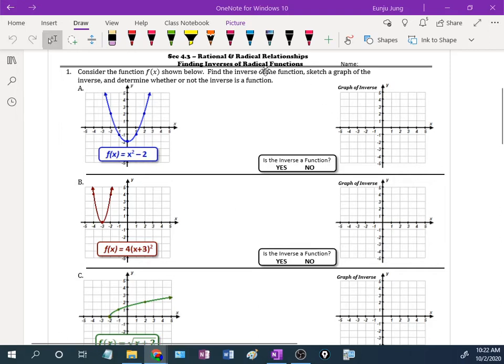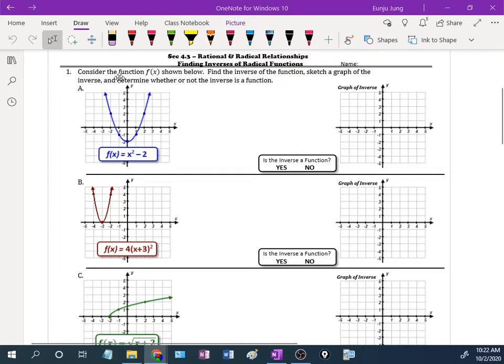All right, let's do radical functions and its inverse relation. Question number 1, and I'm planning to do A, B, C with you, and you will do other problems on your own. If you are watching the video, the same handout is on shared OneNote. So go to shared OneNote and find 4.3, and you have a handout there.